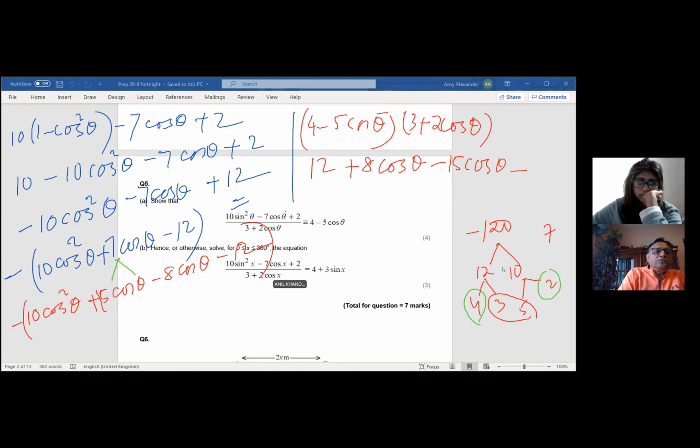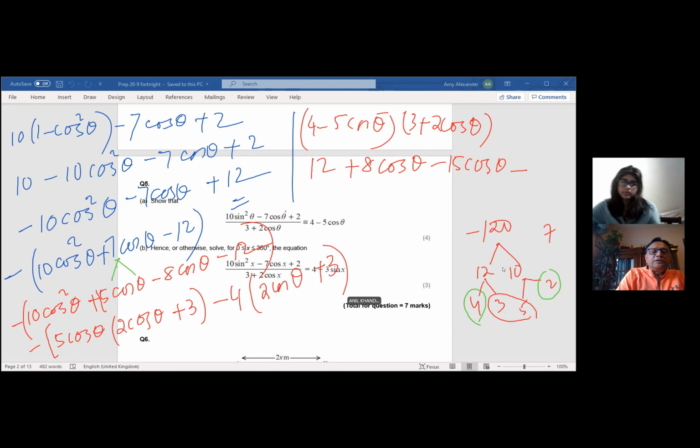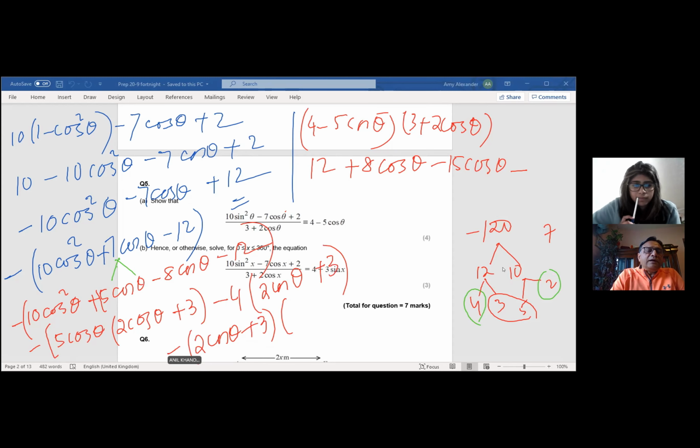And now in these two, 5 cos theta is common. So we get 2 cos squared theta, and we'll put a bracket with a negative sign here. 5 times 2 is 10, and 5 times 3 is 15, right? And on this side, we can take 4 common, so we get 2 cos theta plus 3, correct? Now 2 cos theta plus 3 is common, and outside is minus, and then we get 5 cos theta minus 4. That's the other bracket.